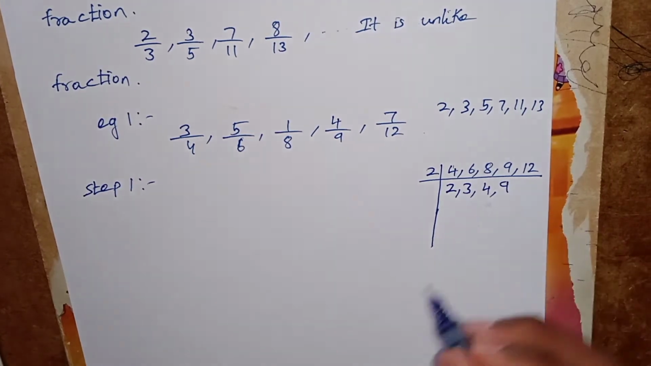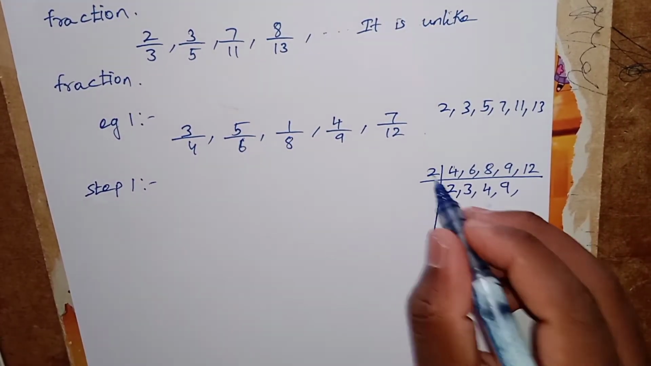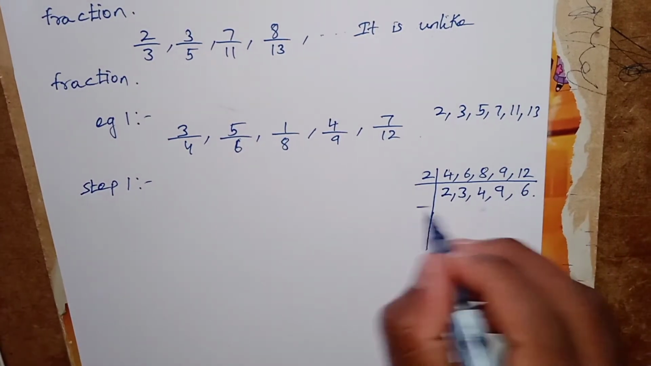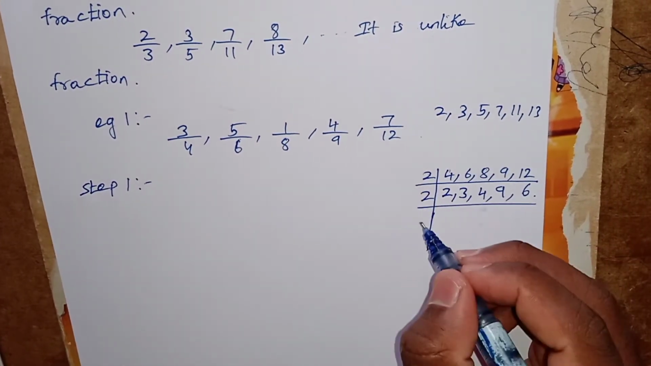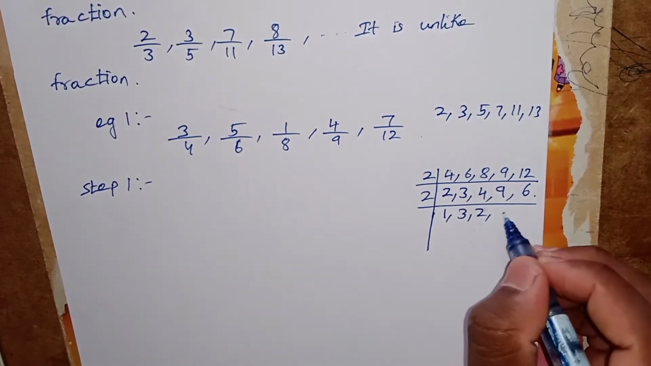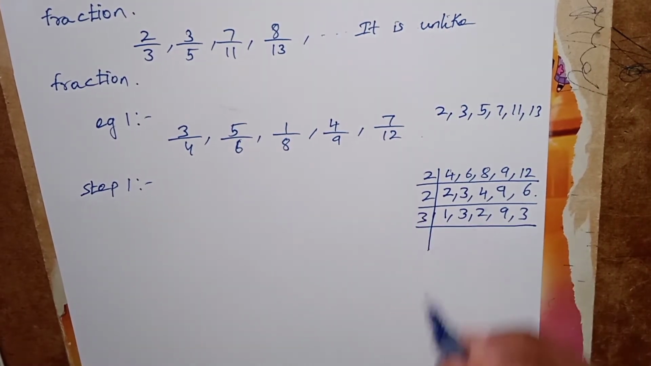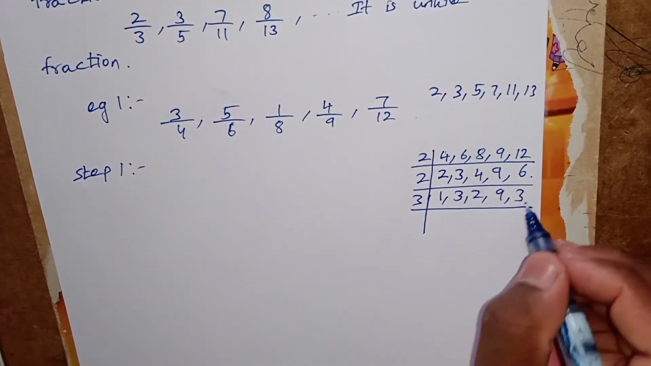Here it is an odd number, keep it the same, 9. Next, 2 6s are 12. Again starting with 2, 2 1s are, here it is an odd number. Again here I am taking 3 because odd numbers are there.